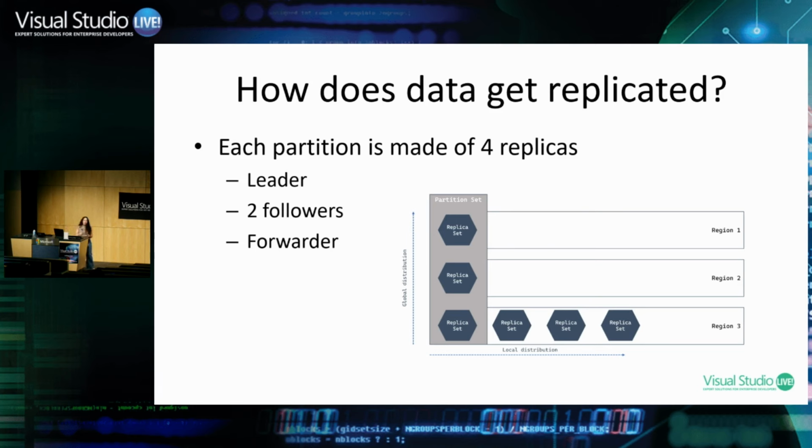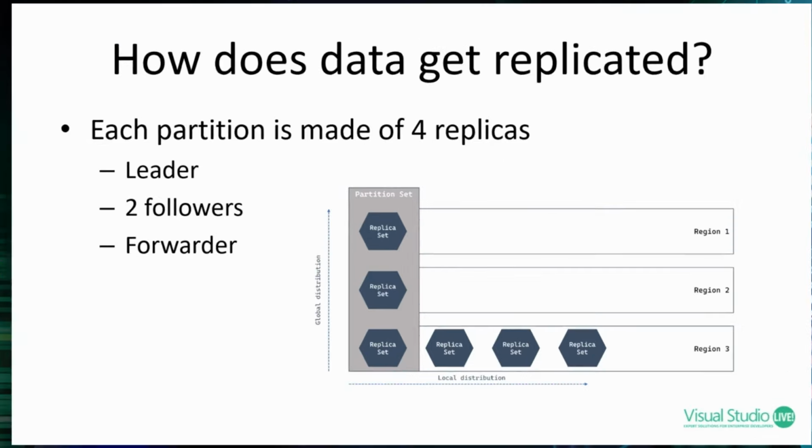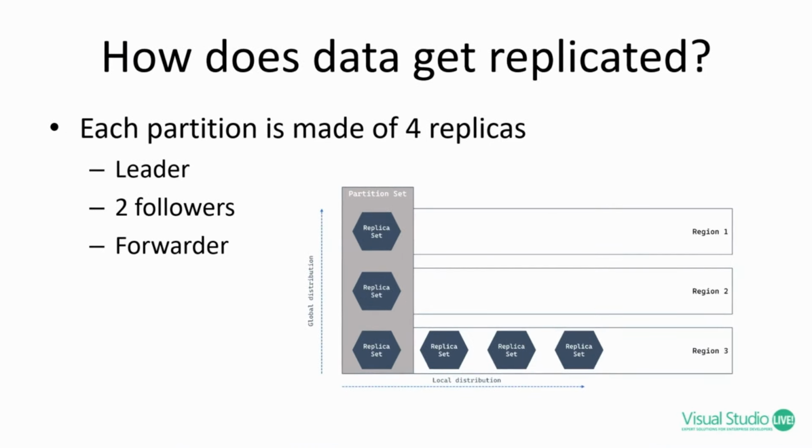Zooming out a bit on what this looks like. So now we have local distribution. We have scaling out of multiple partitions in a container. Each of those partitions gets its own 4 replicas. And we also have global distribution. As you add regions, you add new replica sets for each region. And each set of replica sets that represents one physical partition is combined to make a partition set.